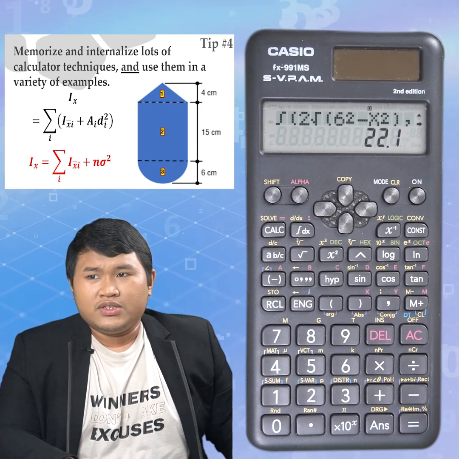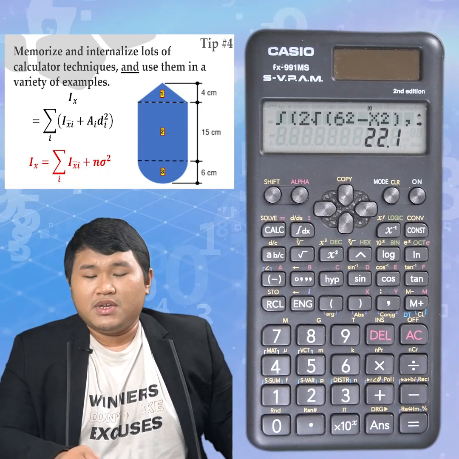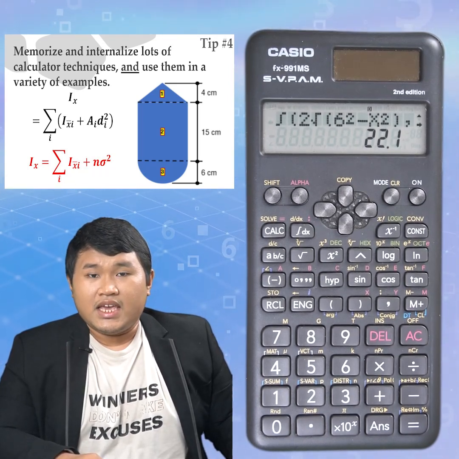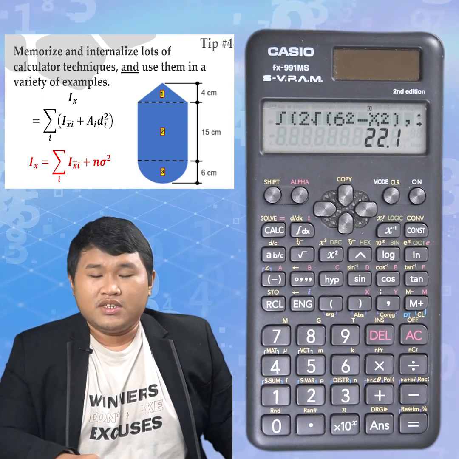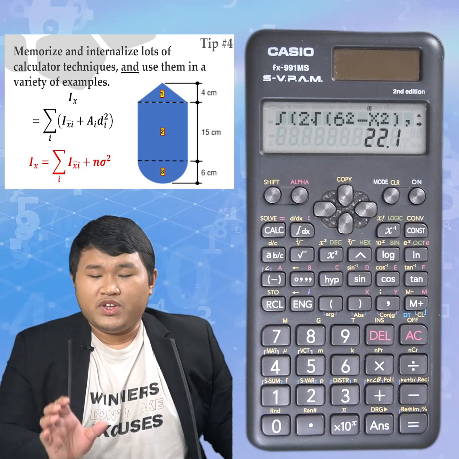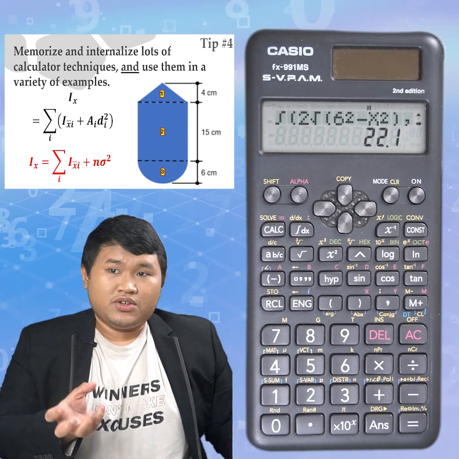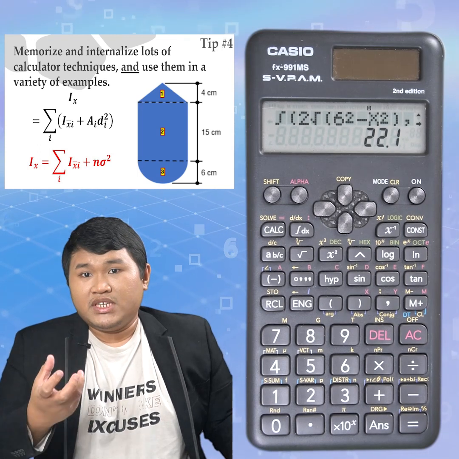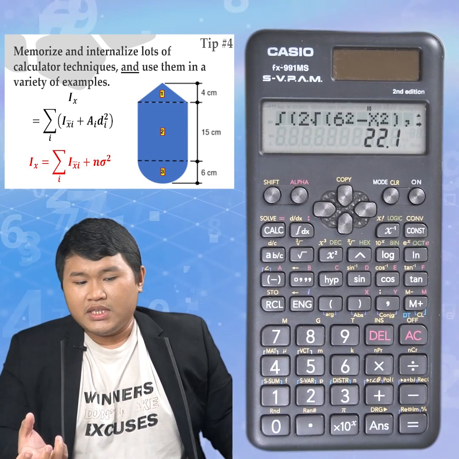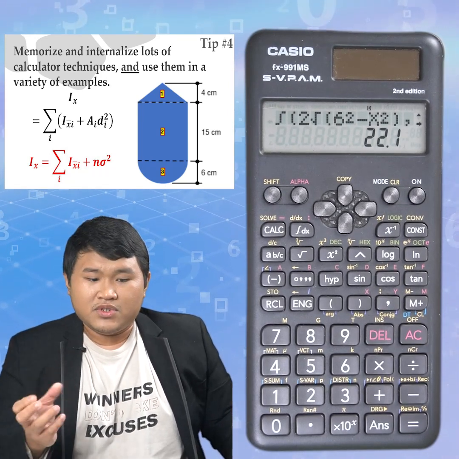But the calculator technique for this is given by this formula. It's the summation of the moments of inertia plus n sigma squared. n is the frequency and sigma is the standard deviation of the population, both of which are accessible in the calculator. To be able to memorize it and internalize it, you need to know where this formula came from, where this calculator technique came from, and then use it in a variety of examples, actually solving them using this formula and calculator technique. That's it.